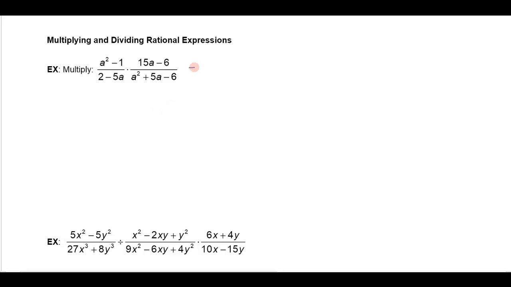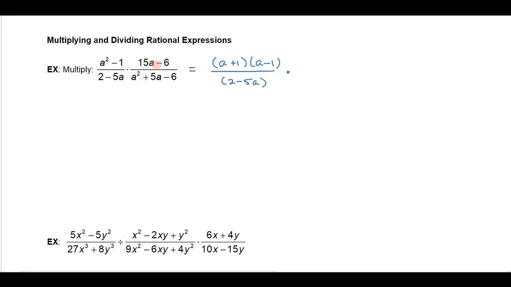And in this case, what will typically happen, at least doing exercises like this, is you'll be able to factor and hopefully cancel out any factors that end up being in common. So notice that the a squared minus 1, that's a difference of squares. Let's factor that as a plus 1 and a minus 1. And then the denominator, I have a 2 minus 5a. That's not going to factor.